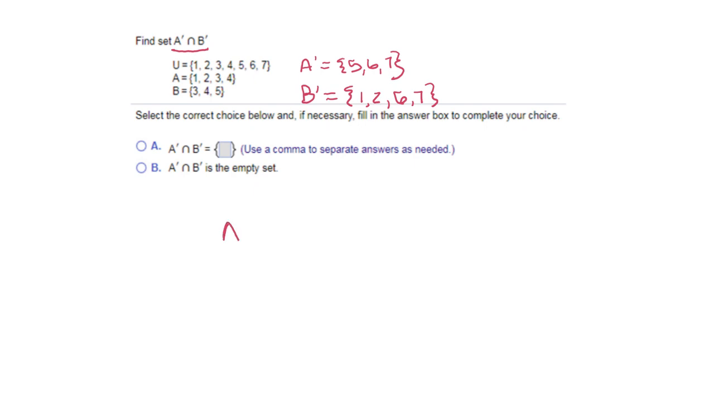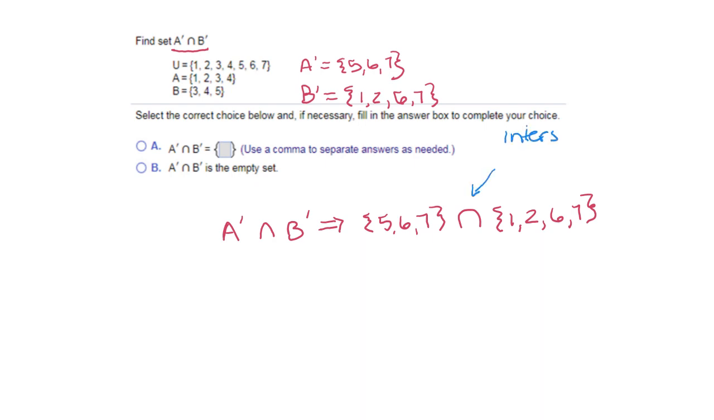So once again, we're looking for the complement of A intersect with the complement of B. So that would look like the set 5, 7 intersect with that second set 1, 2, 6, 7. Remember, the intersection is in common. That's the intersection. And we're looking for common elements.